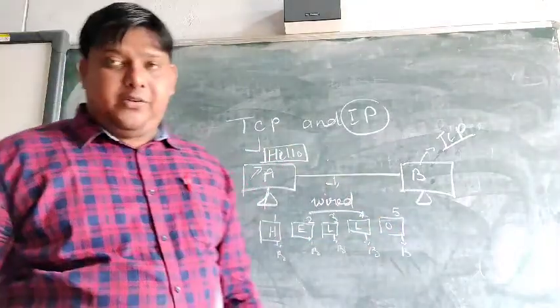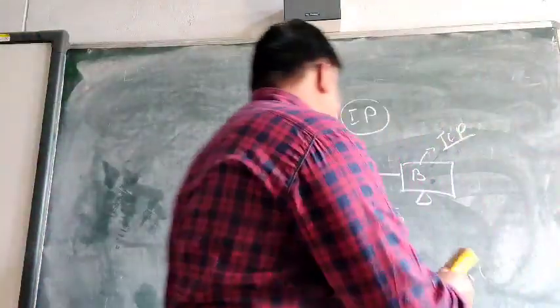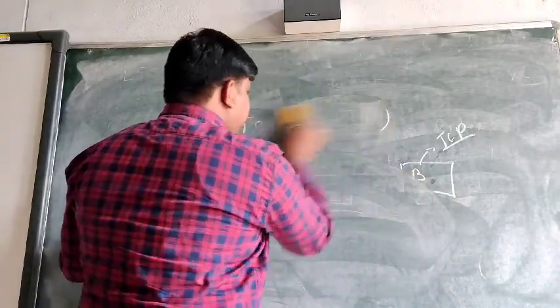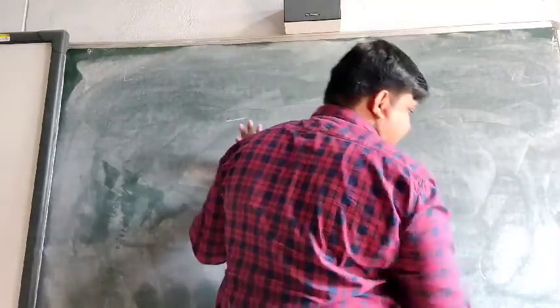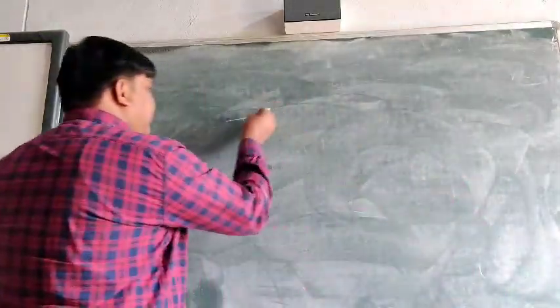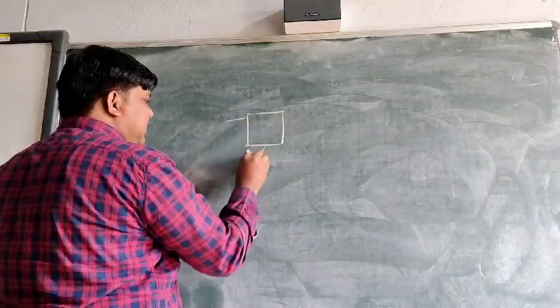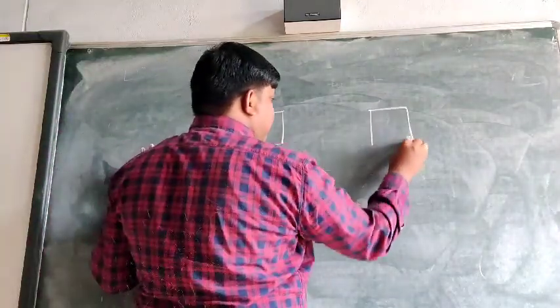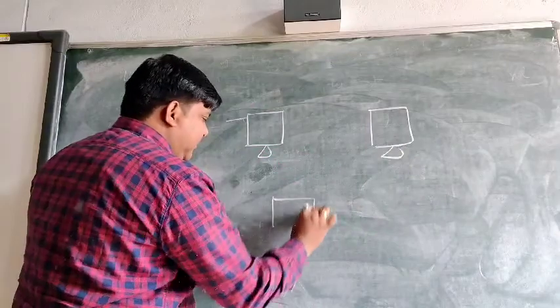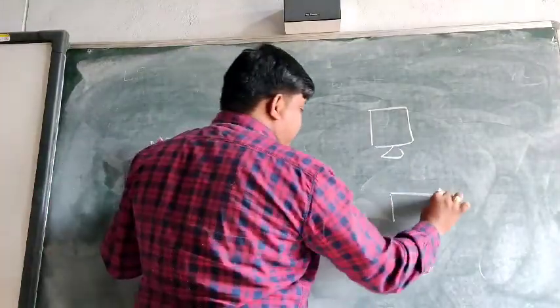And then, suppose we are talking about a network. Network means this is computer 1, this is computer 2, this is computer 3, and this is computer 4.